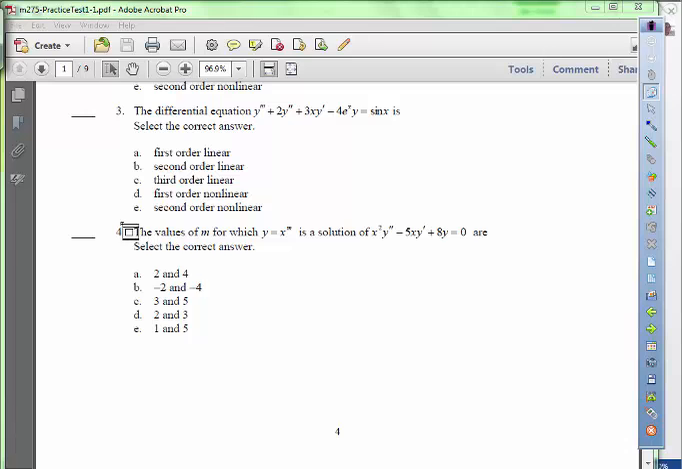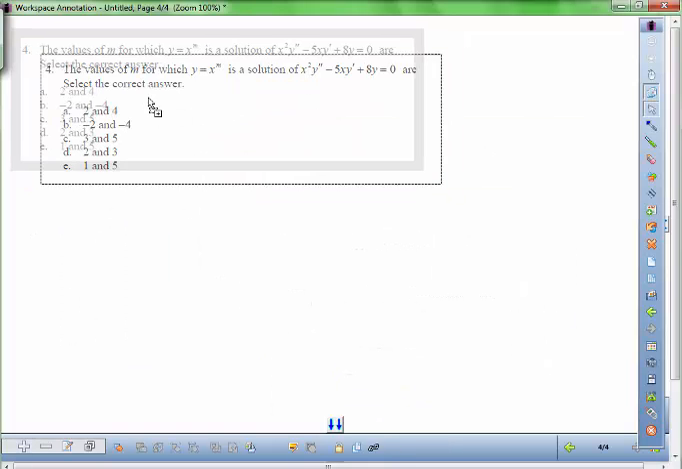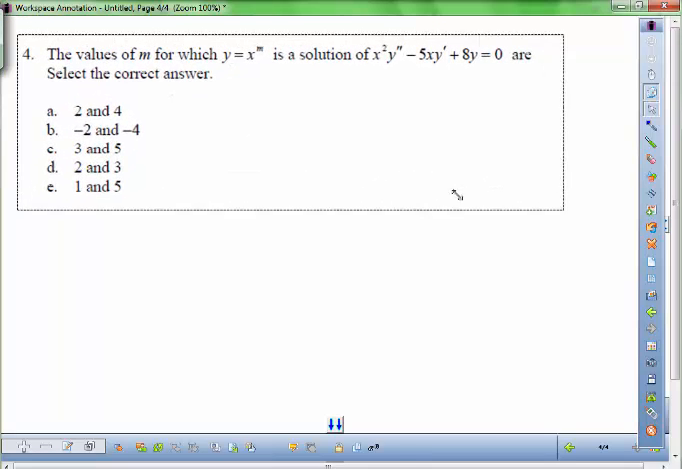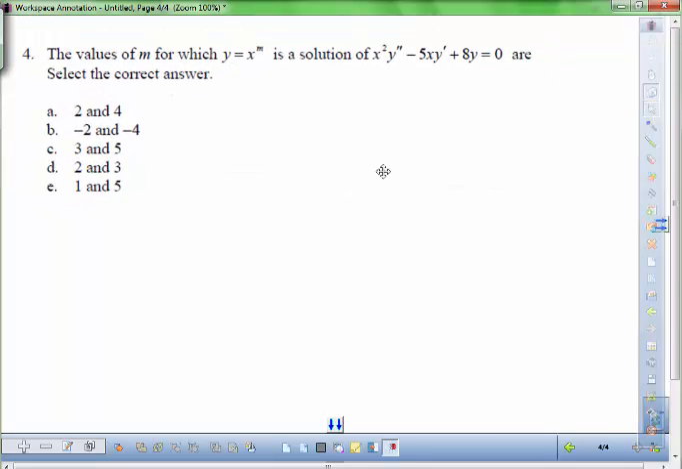Try this one. The values of m for which y is equal to x to the m is a solution for this are, select the following. So what kind of differential equation is this that makes us think that we can solve for this?